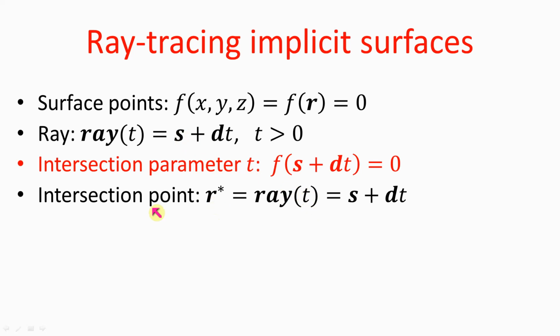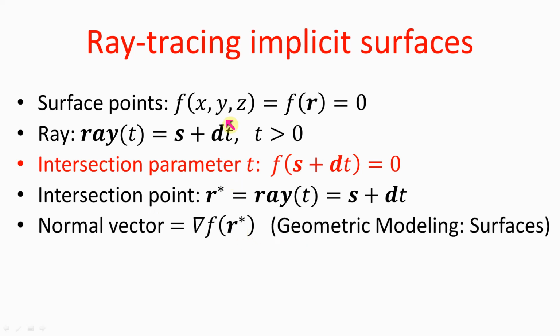In order to compute reflected radiance, we also need the normal vector of the surface at that particular point. Generally, for implicit surfaces, the normal vector at a point can be obtained as the gradient of the implicit function. Let me remind you that we have proven this in the lecture entitled Geometric Modeling of Surfaces.